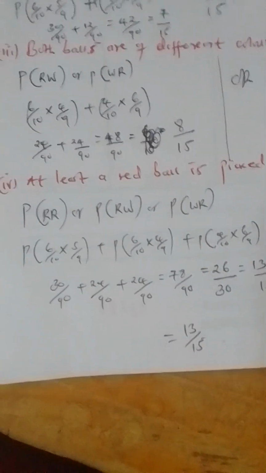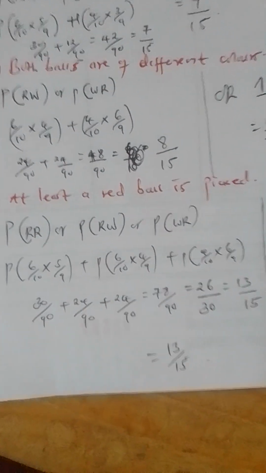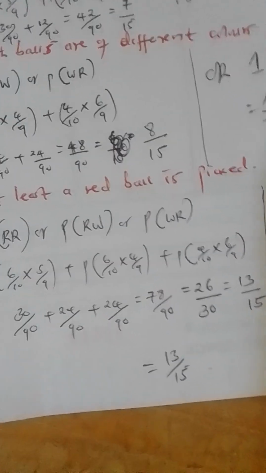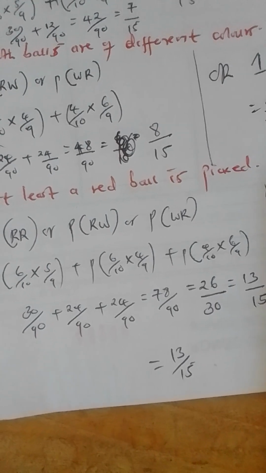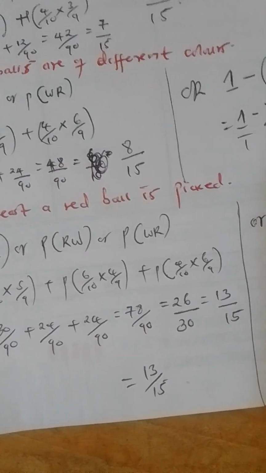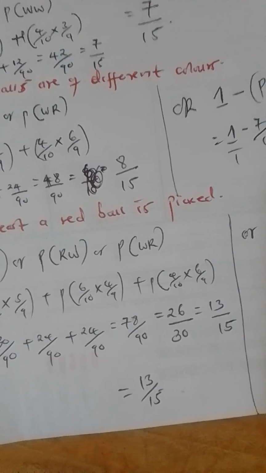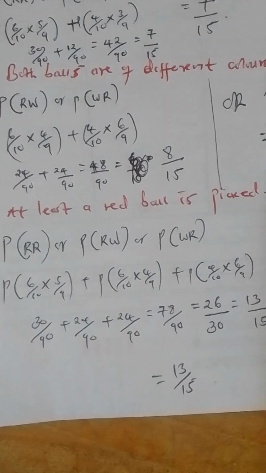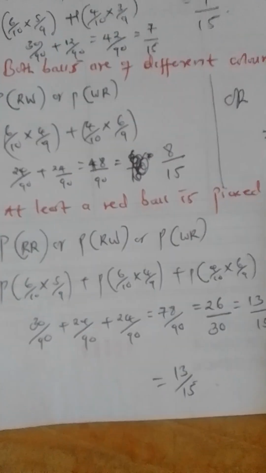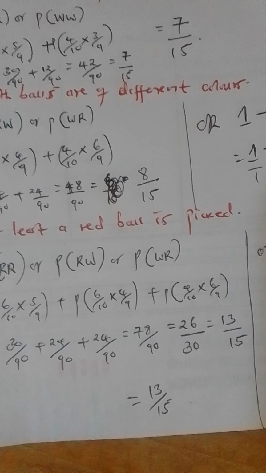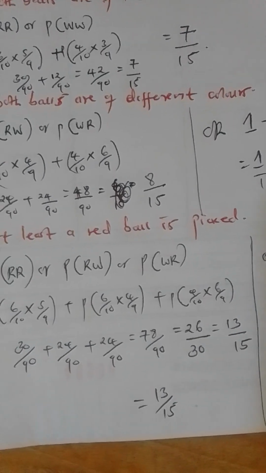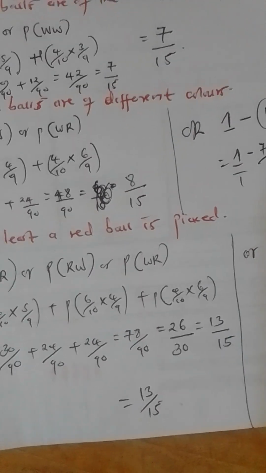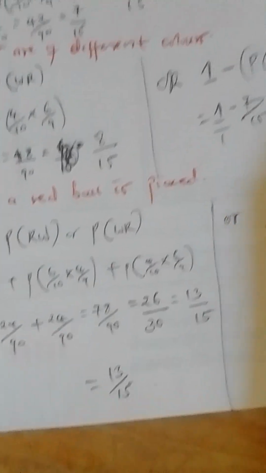Therefore, the probability of red red is given by 6 over 10 times 5 over 9. Then plus the probability of red white, which is 6 over 10 times 4 over 9. Then plus the probability of white red, which is 4 over 10 times 6 over 9. The first one gives us 30 over 90, plus the second one 24 over 90, plus the third one 24 over 90, and that is equivalent to 78 over 90, and dividing by 6 gives 13 over 15. So it is 13 over 15.